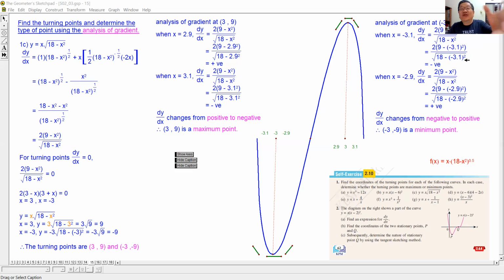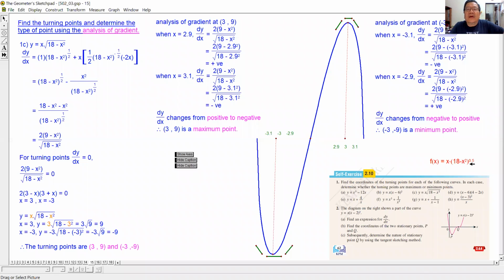If you don't know that much, you just use your calculator, and it becomes a negative value. So when it is -3.1 here, the gradient here is a negative value. Actually, this one is very near here, but I just draw it a bit further away so that it's quite clear. If I draw everything very near, then it becomes not very clear anymore.